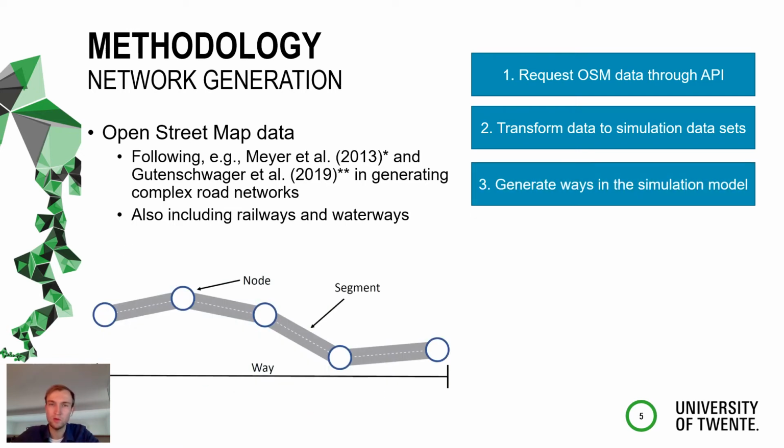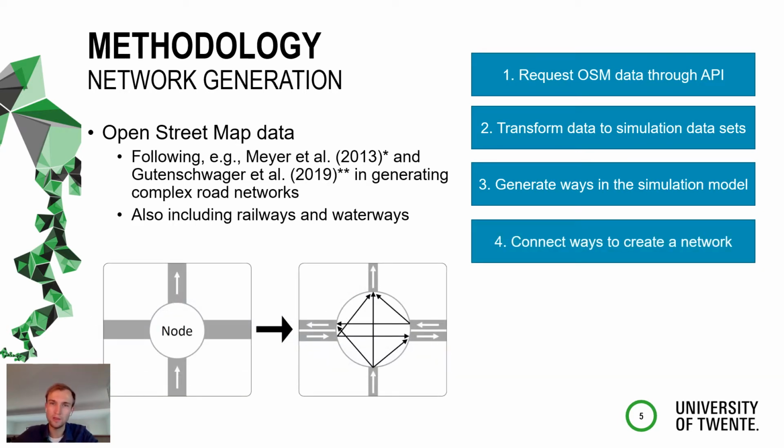Once these are transformed, we will generate ways in the simulation model by creating individual segments between the nodes of the data in order to form a way that follows the curves of the roads. Once all the ways are generated in the model, those are connected to each other to form a network. To form a network realistically, all the roads are connected to each other in a specific way, considering one-way streets or multiple lanes at the road segment.